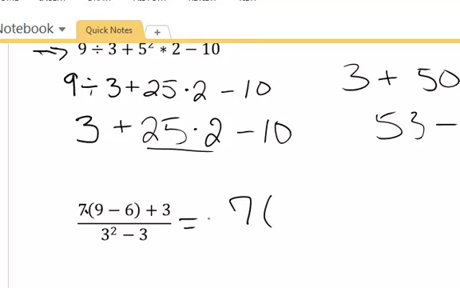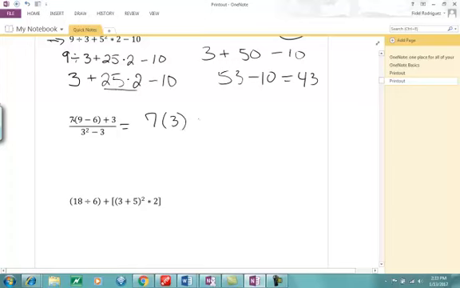7 times 9 minus 6 is 3, plus 3. Here's my fraction bar, 3 squared minus 3. In doing a problem like this, what we do is we take care of the top first and we come back and do the bottom.